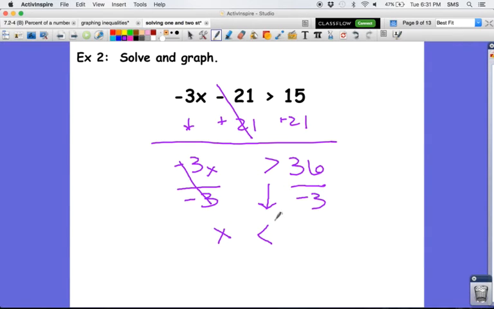36 divided by negative 3 is negative 12, and I'm all done. X should be less than negative 12.